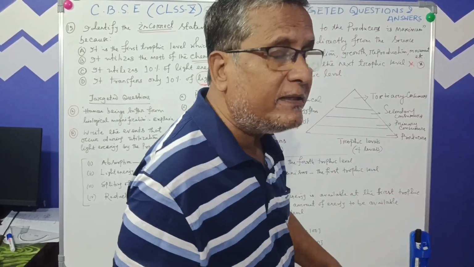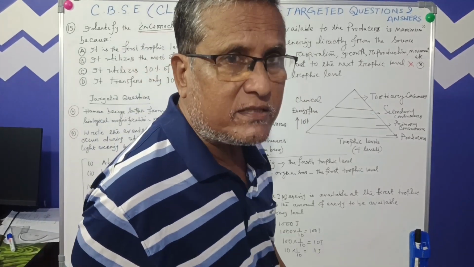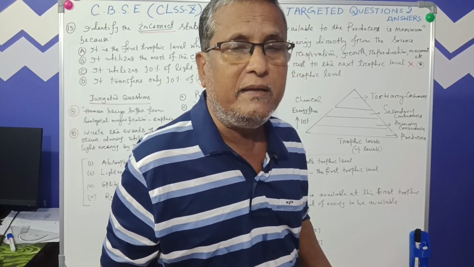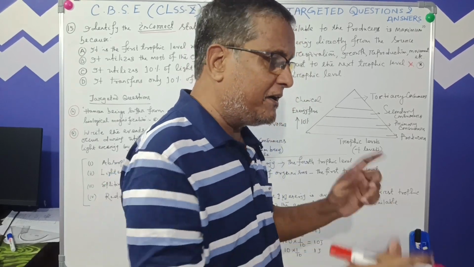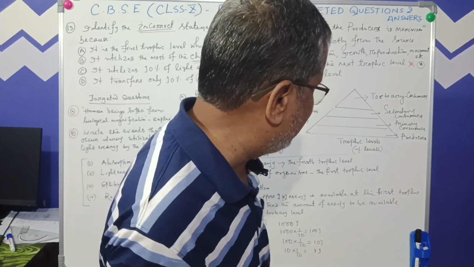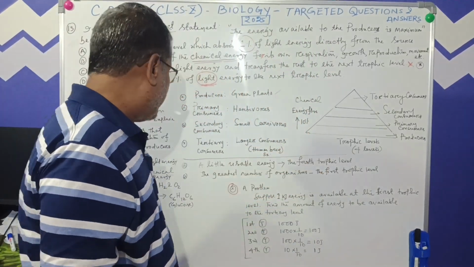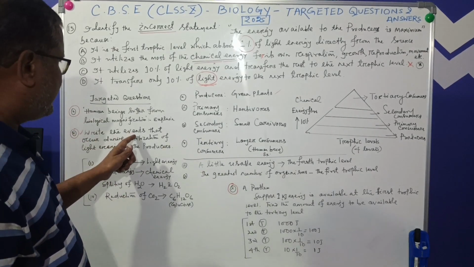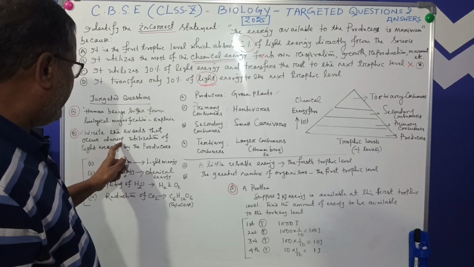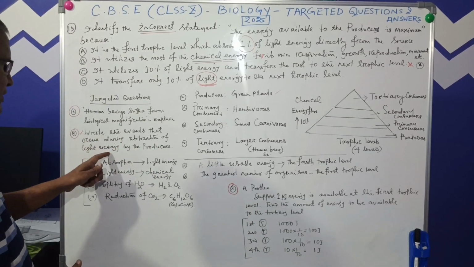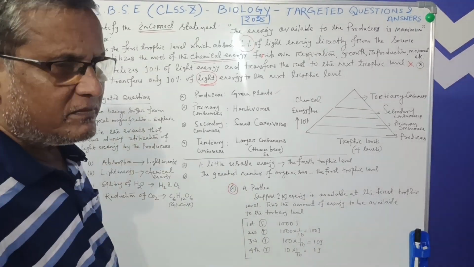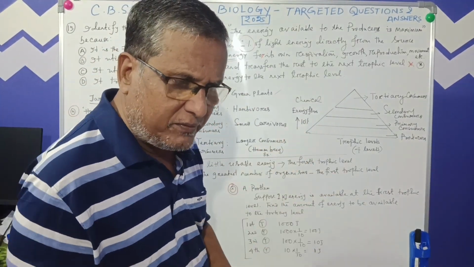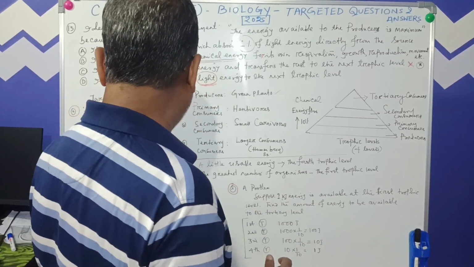Then what they do, this question was asked, I do remember, perhaps in the 2023 CBSE exam, and let us discuss that question first. Write the events that occur during utilization of light energy by the producers. So now the picture is clear. The producers absorb 1% of light energy. Then what do they do?